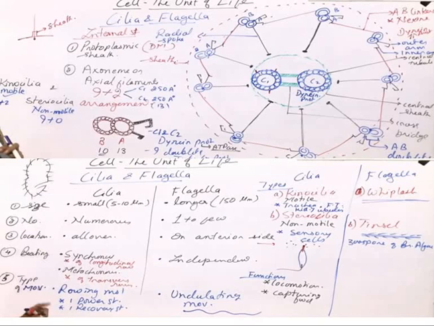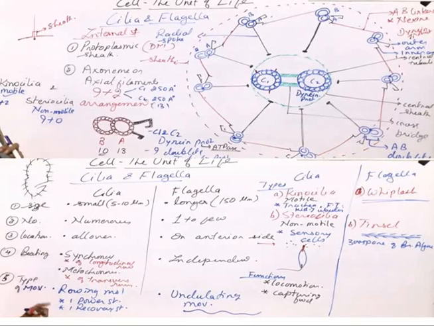Type of movement, rowing movements, power strokes and recovery strokes, two types of strokes, just like rowing of a boat on the surface of water. And you see flagella beating is independent, and the function of flagella is locomotion and capturing and collecting of food. And flagella has undulating movement, just like movements of waves, like a whip.